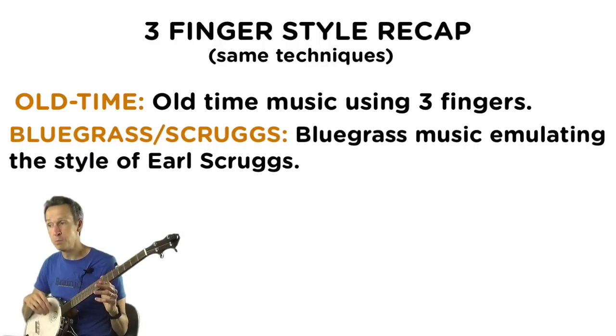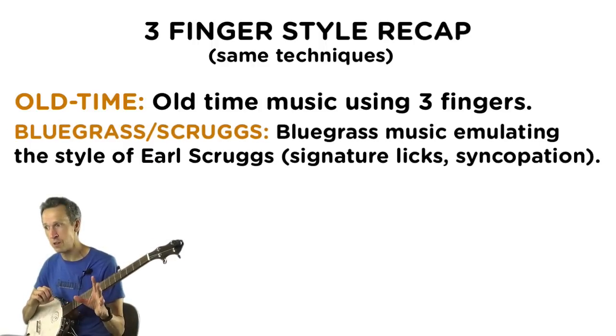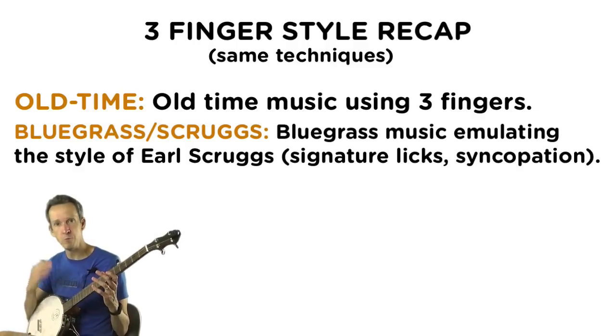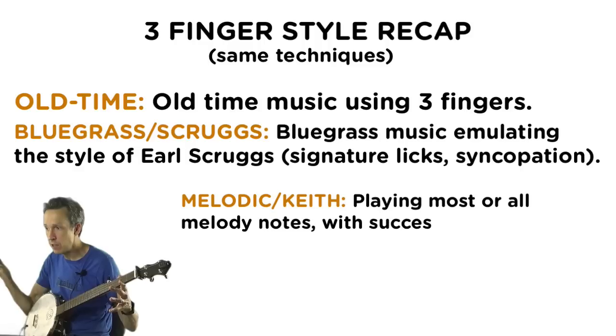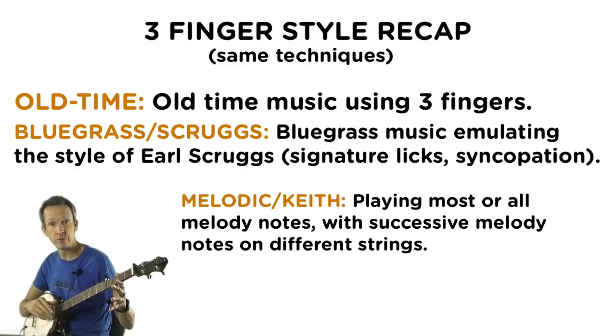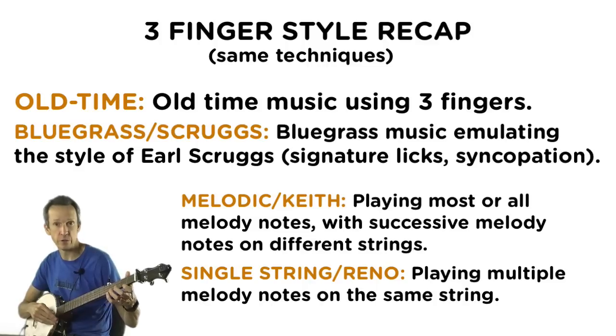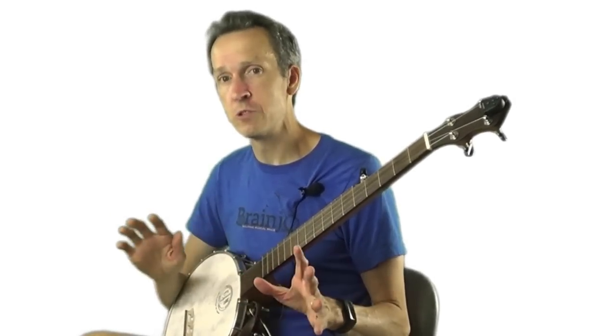And then we can further divide bluegrass into Scruggs, as I mentioned before, which is characterized by using the specific licks or phrases that Earl Scruggs liked, the heavy use of syncopation, and the use of the forward roll to get that syncopation, and this balance of rhythm and melody, and a hard driving, very rhythmic sound. And then you have melodic or Keith style, in which you are trying to play most, if not all, of the melody notes of a fiddle tune with successive melody notes being played on different strings. And then lastly, there is single string or Reno style, where you do play successive melody notes on the same string where possible.